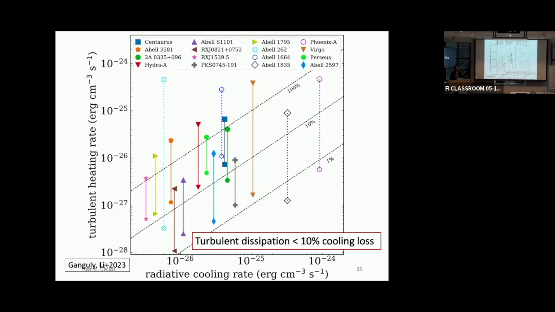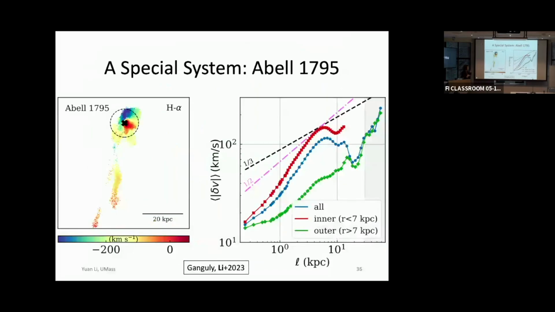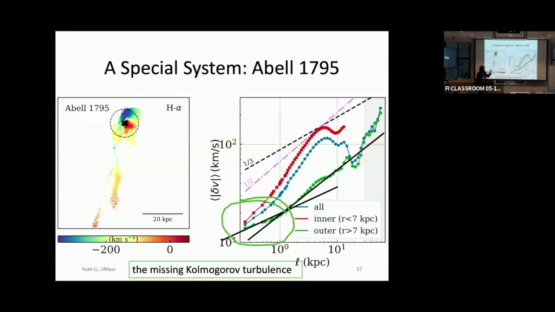So what about the missing Kolmogorov? I think we found it in one system with this really, really long H alpha tail. If we look at the structure function of the outer filaments, shown in green, I think we see a pretty convincing break. I think we're seeing the transition between the driver's behavior, which gives you a steep slope, to the underlying cascade, which is what you would expect from physics. That's what I think is happening.